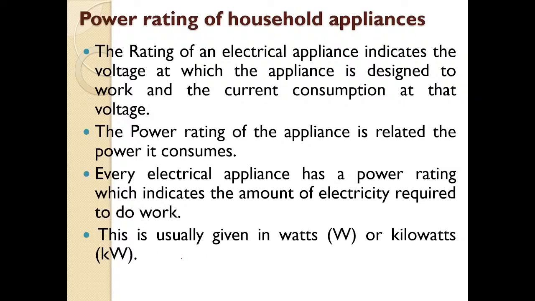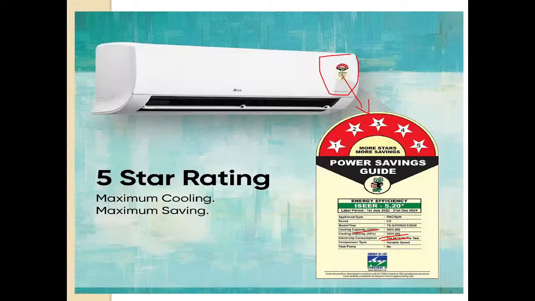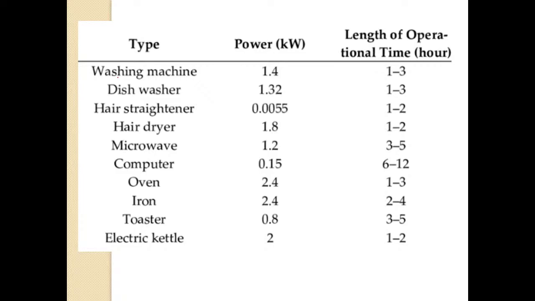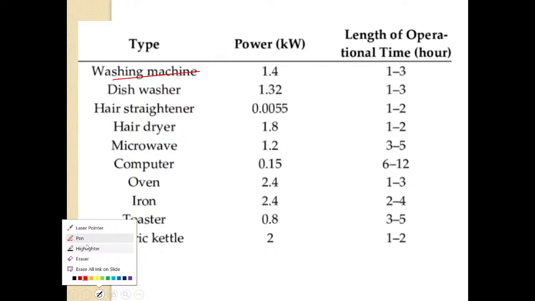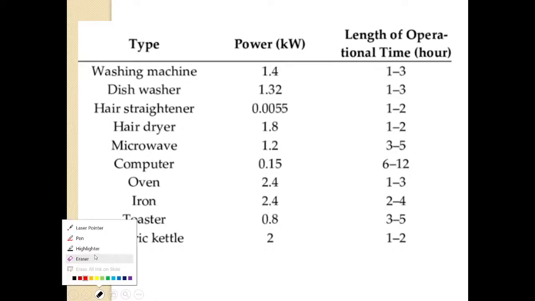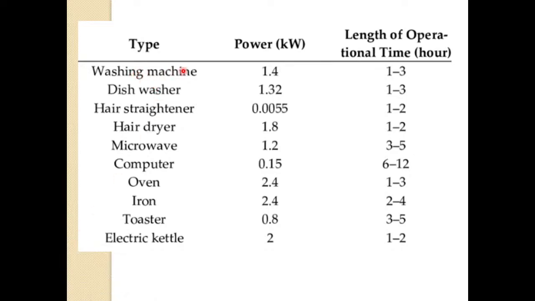So let us see the power rating of different appliances. I have quoted the power ratings of a few appliances here. The first item, washing machine: what is the power rating? It is 1.4 kilowatts, and it usually operates for 1 to 3 hours in our houses. Next, dishwasher: its power rating is 1.32 kilowatts and it usually operates for 1 to 3 hours in our houses.